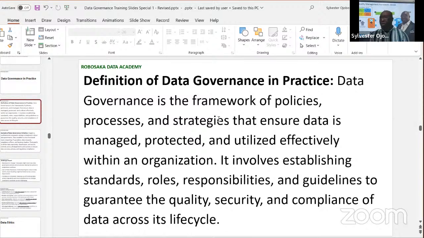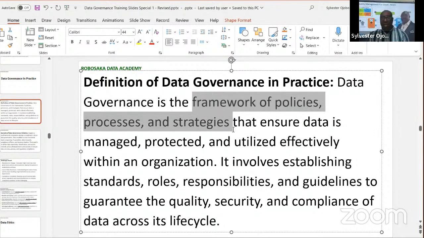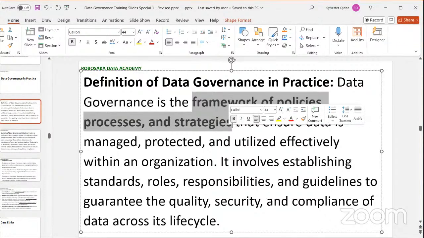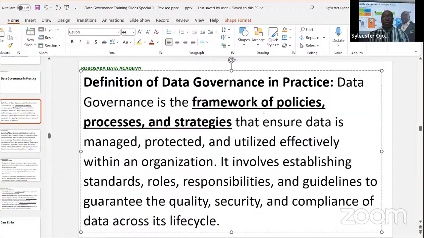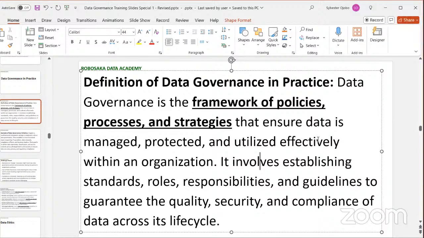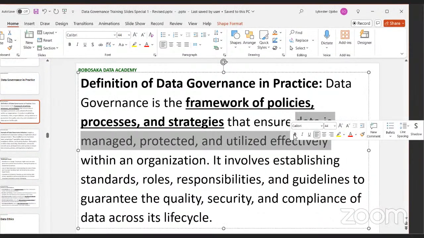Data governance is what? It's a framework of policies, processes, and strategies. Is that correct? That's correct. Shall I underline it? Yes. Thank you. So in that framework, what do you think you're going to achieve from the framework? We have standard roles and responsibilities and guidelines. That is, we need to manage, protect, and utilize data effectively within an organization.